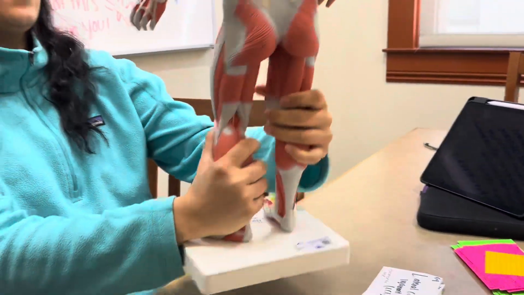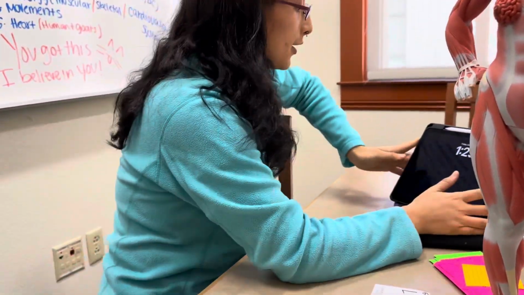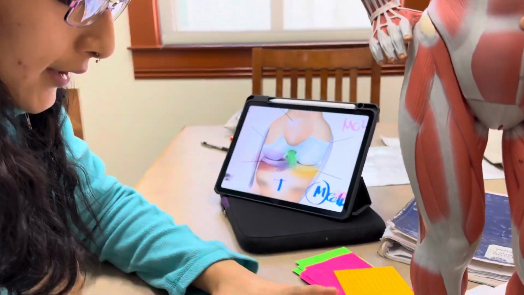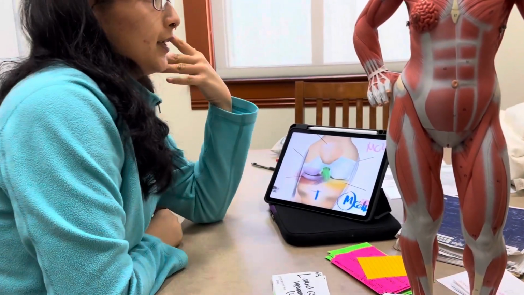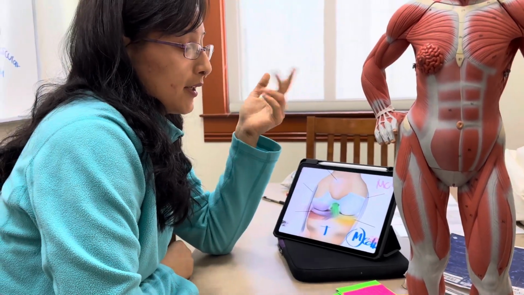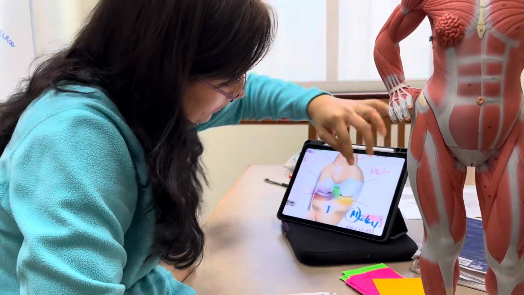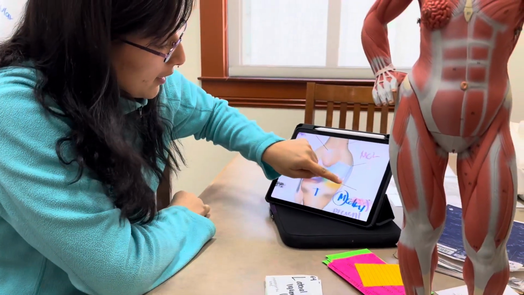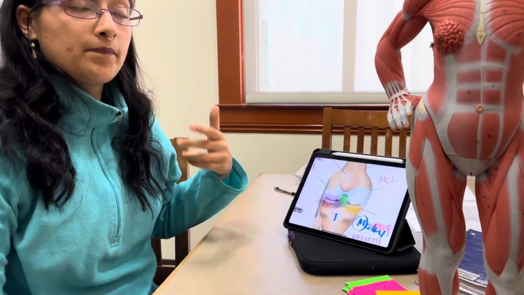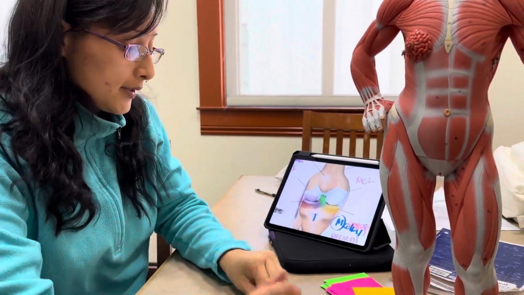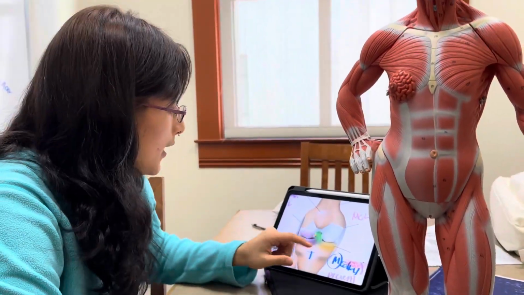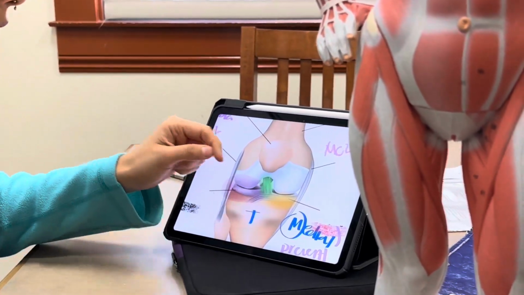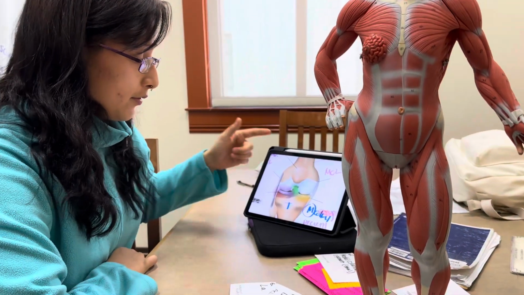And now we're going to talk about, let me just move this aside. Now we're going to talk about the ligaments in our knee. So we technically abbreviate it as MCL or LCL. If we're talking about the medial side, this is going to be the medial collateral ligament, which is right here. Medial collateral ligament, and then LCL, which is the lateral collateral ligament. And then the ACL, which is the anterior cruciate ligament, which is right here. And then posterior, which is PCL, is the posterior cruciate ligament.